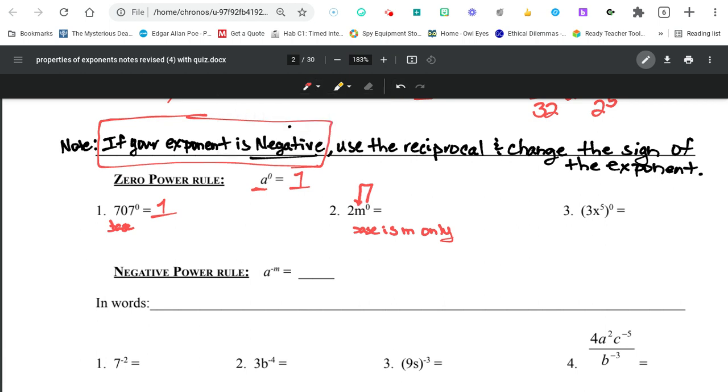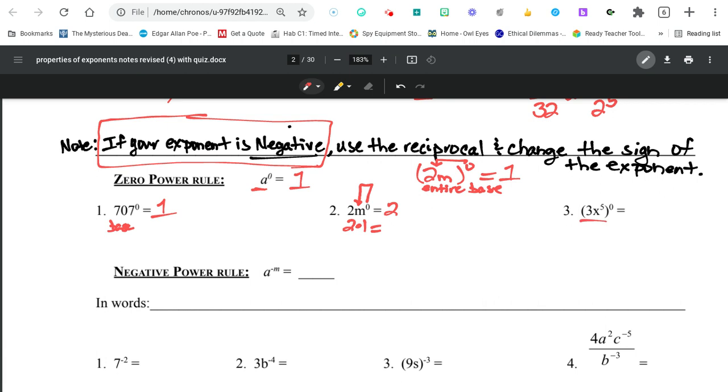Now, if the 2 and the m were in parentheses, the 0 would apply to the entire base of 2m. Okay, it would apply to the whole thing. In this particular case, if it were in parentheses, the whole thing would change to 1. But here, only the m is going to change to 1. So when something is mashed together, I don't want to write 21. I want to write 2 times 1. So this simply equals 2.